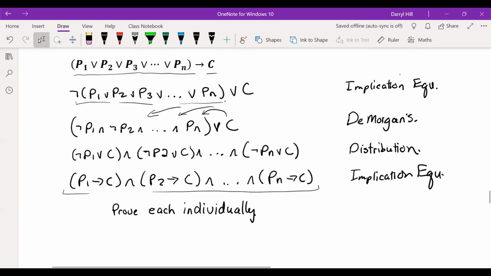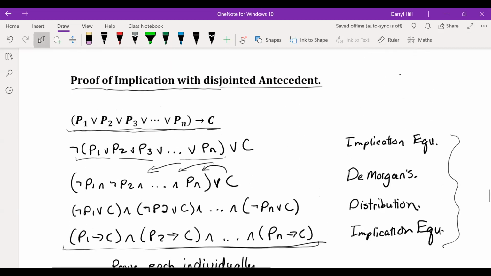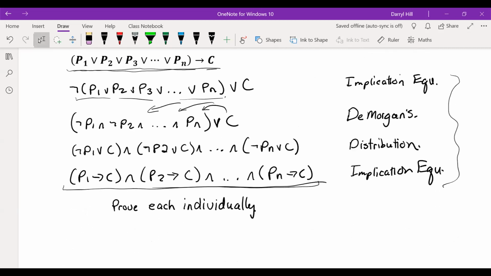All right. Any questions on this? You don't have to know this argument specifically, but it doesn't hurt. What you really need to know is that this is equivalent to this. If I have this disjunctive antecedent, then I have to prove each of these is true.